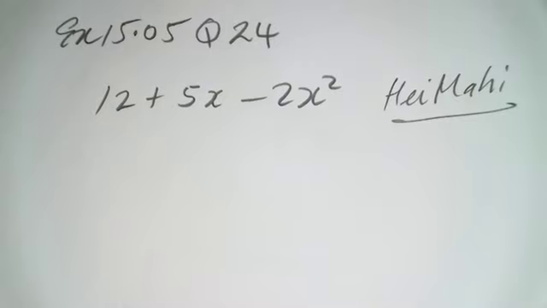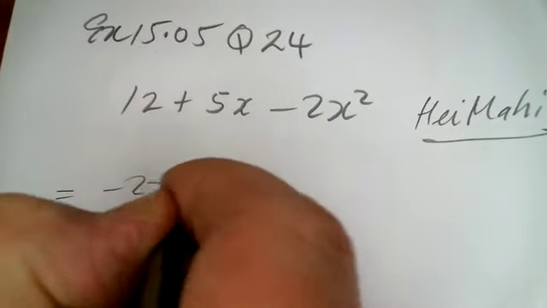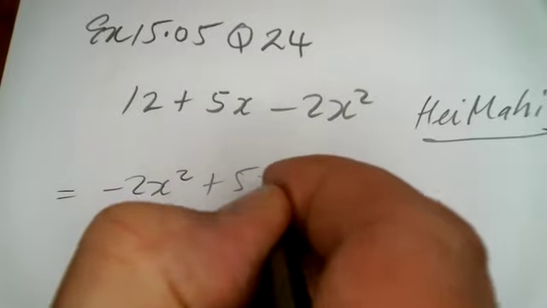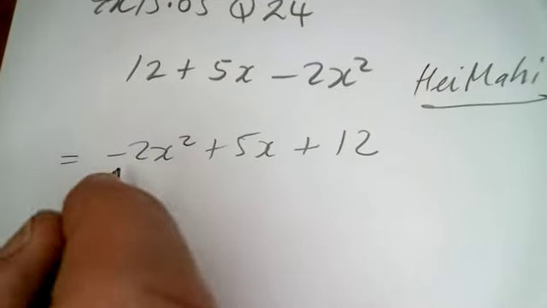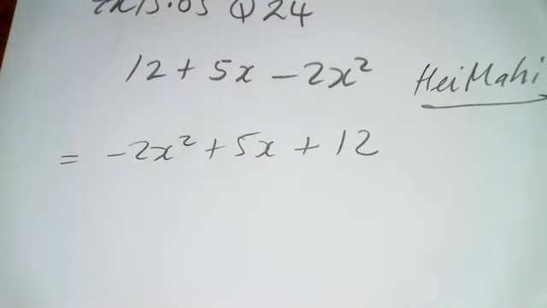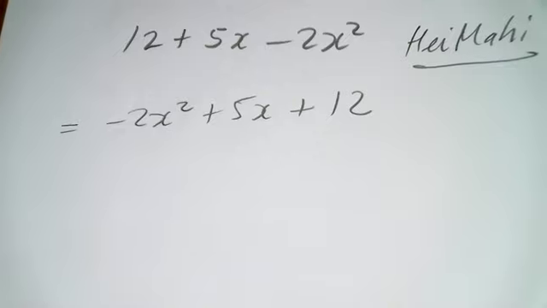So the first thing to do is to put it in the correct order, in descending powers of x squared. So that's equal to negative 2x squared plus 5x plus 12. Now, the first thing I notice is I have a negative on the outside, and a negative just makes things a little bit more awkward. It also is something we really don't need in terms of making the answer more succinct.